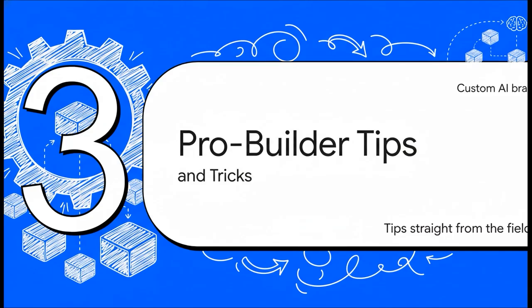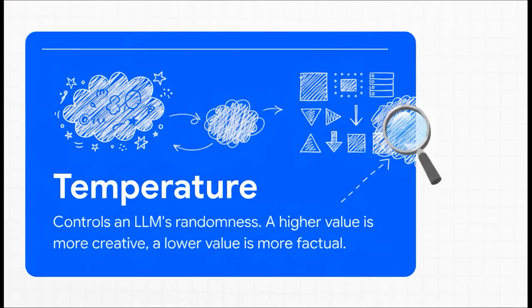All right, you've got the basic blocks down. Now let's get into some pro builder tips, straight from the field. These are going to dramatically improve the quality and reliability of your custom AI brain. First one up. Temperature. This setting basically controls the AI's creativity. Now, when you're building a RAG system to answer questions based only on a document, you don't want creativity, you want facts. So the pro tip here is to set the temperature to 0 or something super low like 0.1. That forces the model to stick to the script, literally.